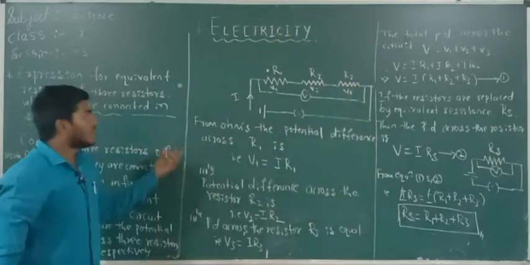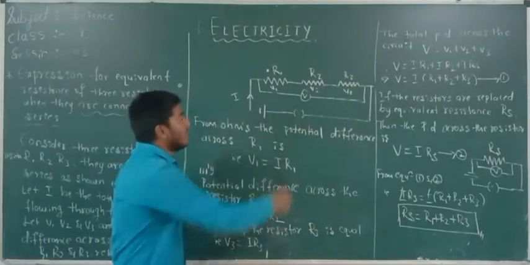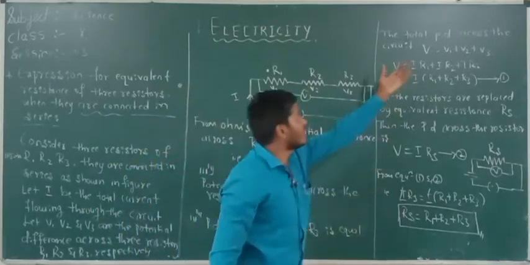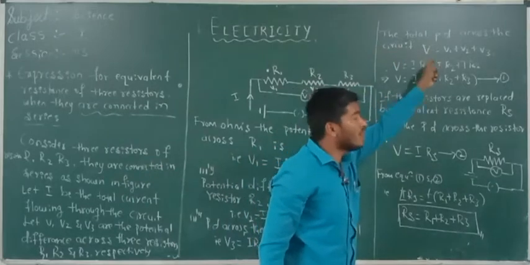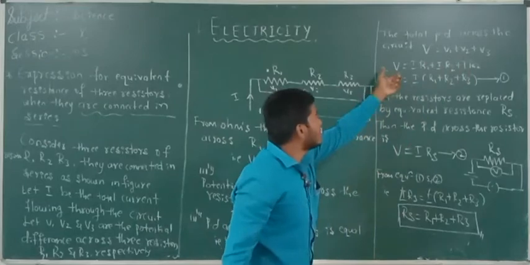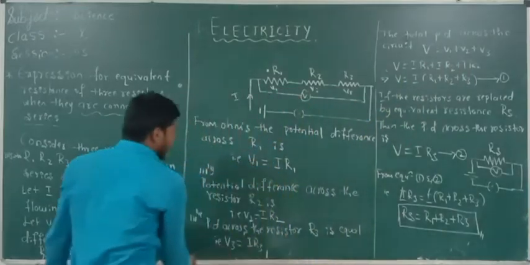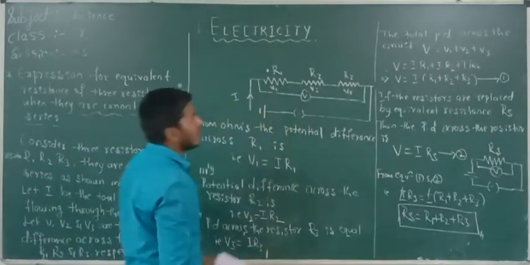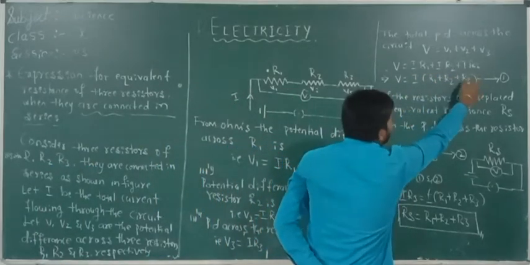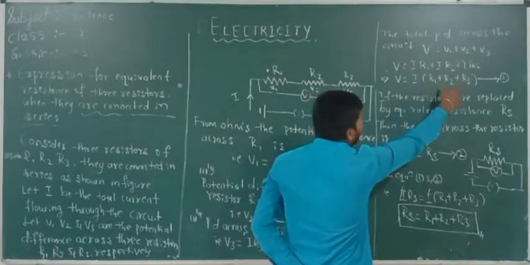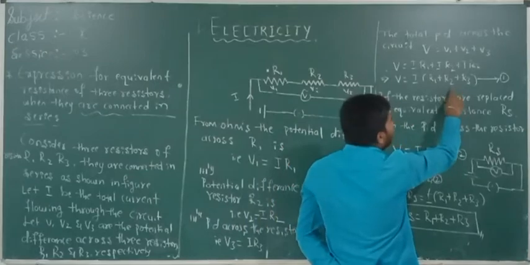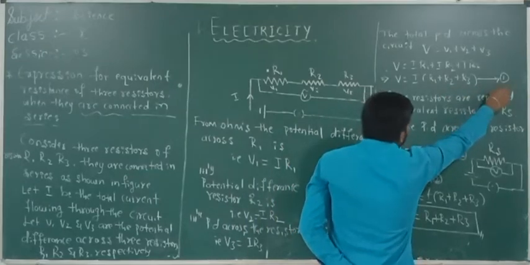But the total potential difference across this circuit is nothing but V, the total potential difference across the circuit. V is equal to V1 plus V2 plus V3. Substituting the values of V1, V2 and V3, V is equal to IR1 plus IR2 plus IR3. Here I is the common factor, so V is equal to I into the bracket R1 plus R2 plus R3, which is taken as equation number 1.